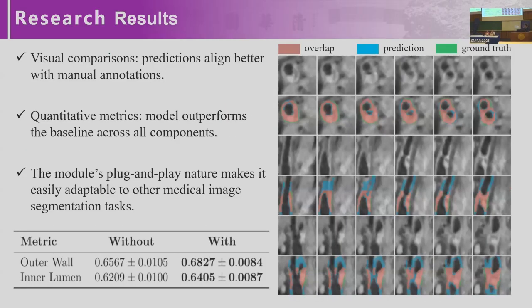As for the results, we tried our method on 16 cases of carotid arteries. Just like the figure shown here, our model's predictions align better with manual annotations, and the metrics shown here indicate that our model outperforms the baseline across all components, both in outer wall and inner lumen.